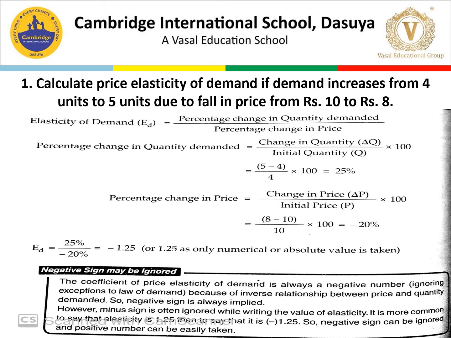Now, let me explain this. The coefficient's negative sign may be ignored. Why? The reason is here. The coefficient of price elasticity of demand is always a negative number, ignoring exceptions to the law of demand, because of the inverse relationship between price and quantity demanded. So we always ignore it because of the law of demand. So the negative sign is always implied. However, the minus sign is often ignored while writing the value of elasticity. So it is more common to say elasticity is 1.25 than to say it is minus 1.25. So the negative sign can be ignored and a positive number can be easily taken.